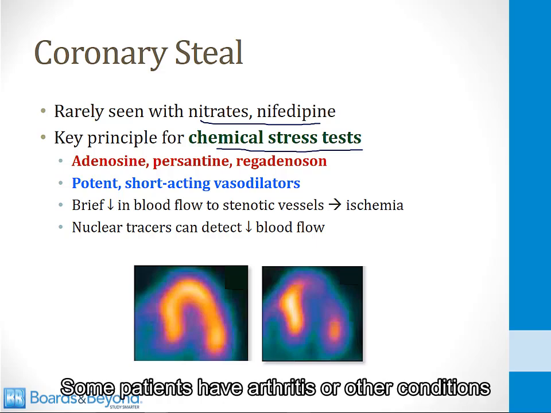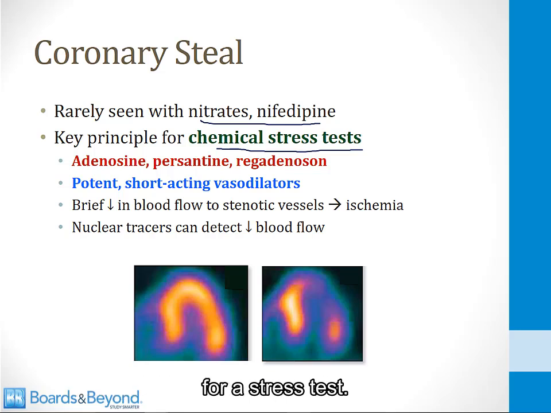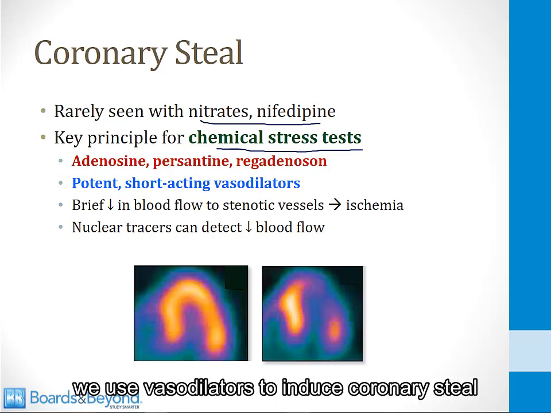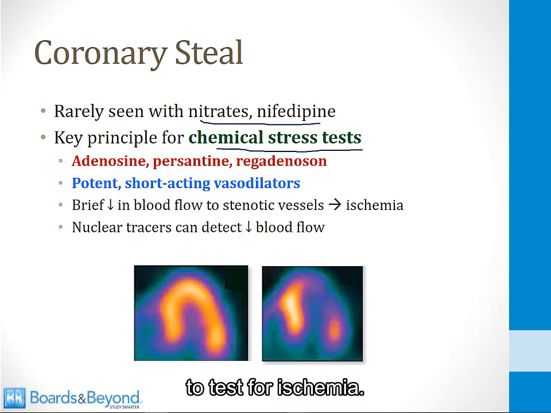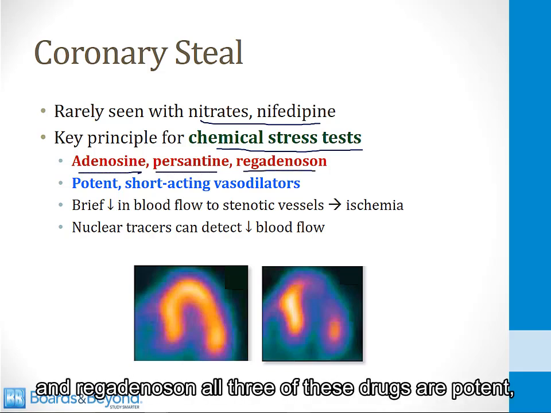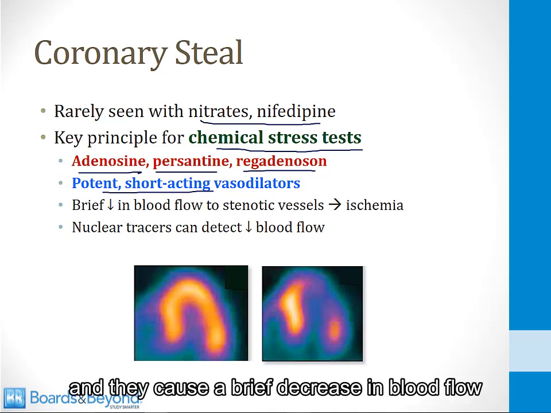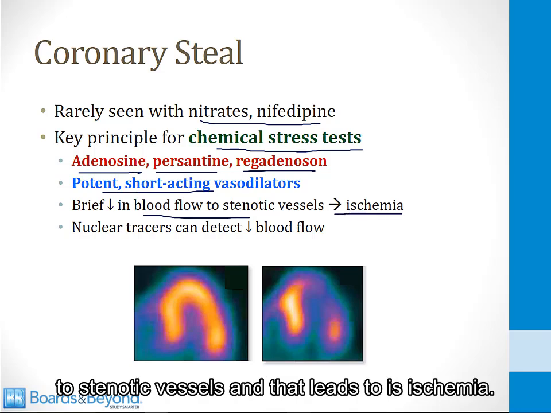Some patients have arthritis or other conditions that prohibit them from walking on a treadmill for a stress test. In this situation, we use vasodilators to induce coronary steal to test for ischemia. The vasodilators that are used for this purpose are adenosine, persantine, and regadenoson. All three of these drugs are potent short-acting vasodilators that are administered intravenously, and they cause a brief decrease in blood flow to stenotic vessels, and that leads to ischemia.